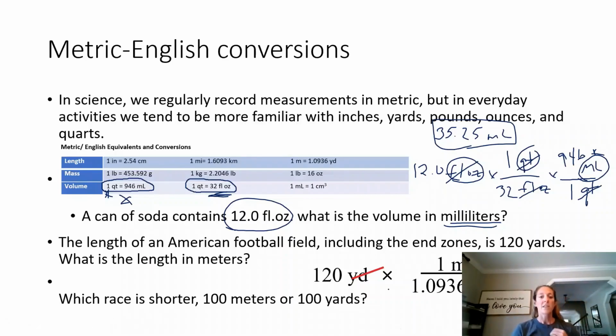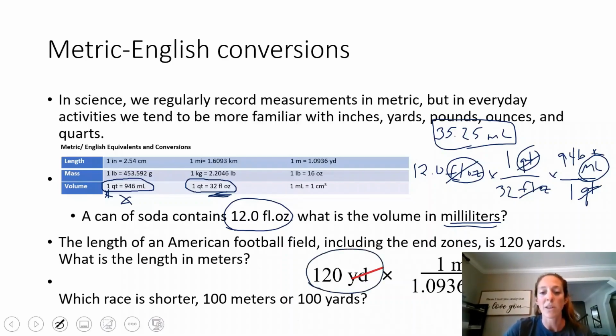All right, here's another one. If I said the length of an American football field is 120 yards, what is that length in meters? So again, I'm starting with 120 yards. When I set up this conversion factor, I got to have yards down at the bottom so that the yards and yards cancel, meters on top. And I'm going to look up here and I'm going to see that 1 meter is equal to 1.0936 yards. So where's my meter? 1 meter's on top. My yards are on the bottom. And then I'm just going to multiply across, divide going down, and get 110 meters.